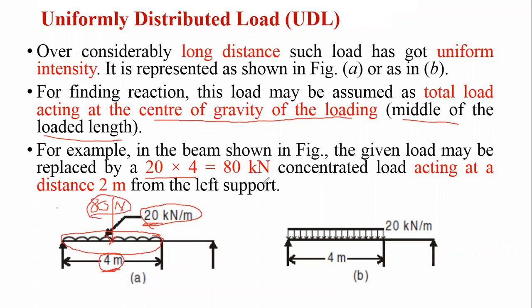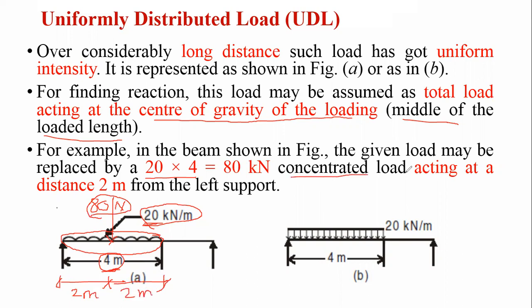And this point load acts at the CG of the load, and the CG is located at the mid of the length. Mid of the length means 4 by 2. It becomes 2 meters from the left end or the right end. 2 meters from the left end or from the right end.